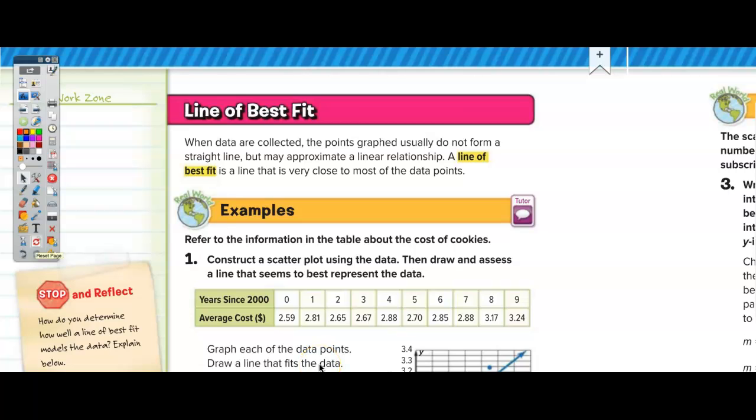Happy Wednesday. All right, we're doing line of best fit again today. So now I am on page 678 in your book, just to go through some vocabulary at the top.